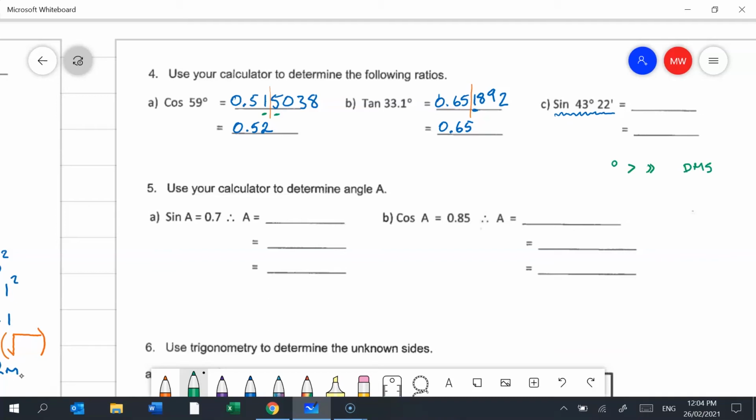So when you enter these ones in, you're going to need to go sine 43 and push the degrees button, then type your 22 minutes in and push the button again and hit equals, and you'll get the answer 0.686665, and then we'll do the same thing. We'll just round this one down to 2. I can see that when I write the answer here, I've got 0.6, and then the 8 becomes a 9 because this number is 5 or more.